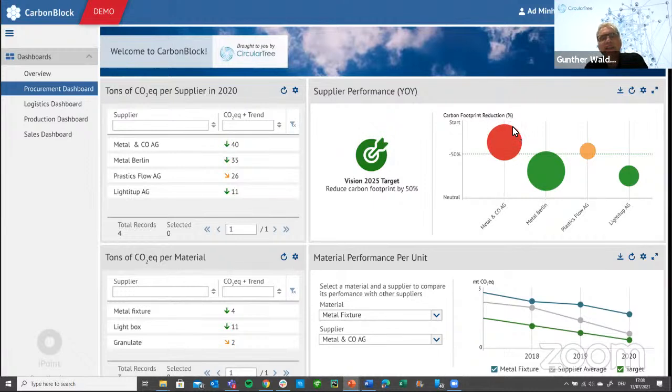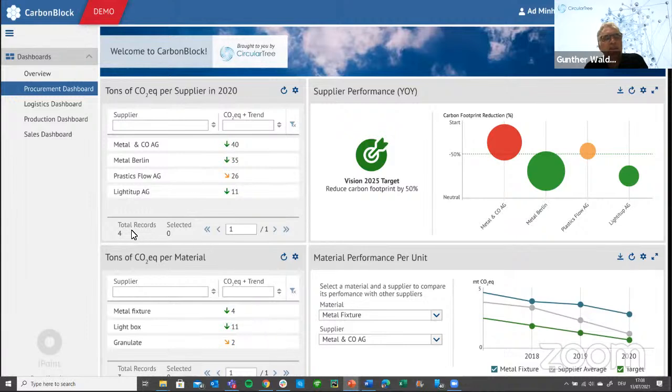If they are less than the target value, which here was 50%, then they are red. If they're better, then they are green. And if they're small and not so big, then we have them yellow. So we can say, let's focus on the suppliers with the red bubbles because they have the biggest impact. There we can achieve the biggest improvements by working with them.